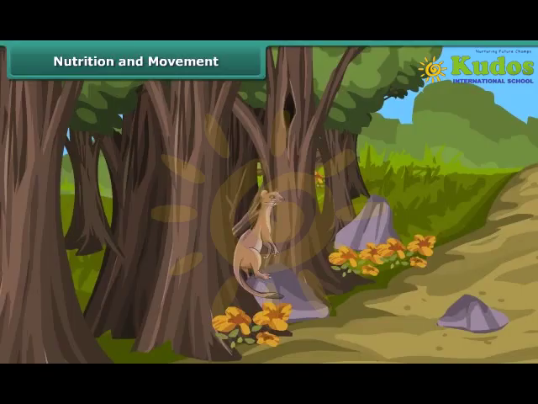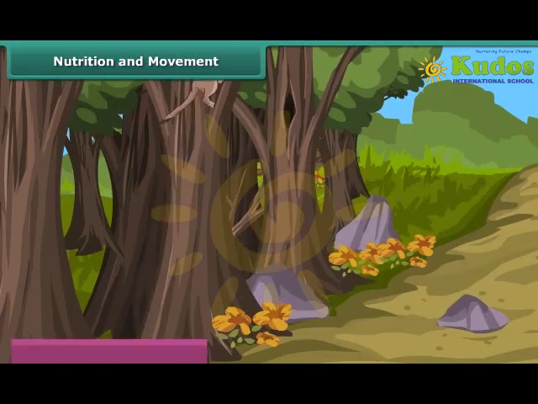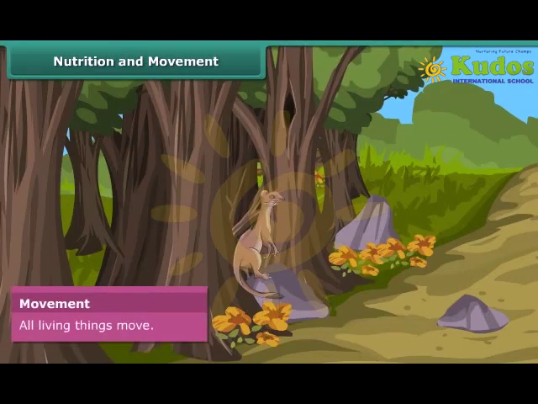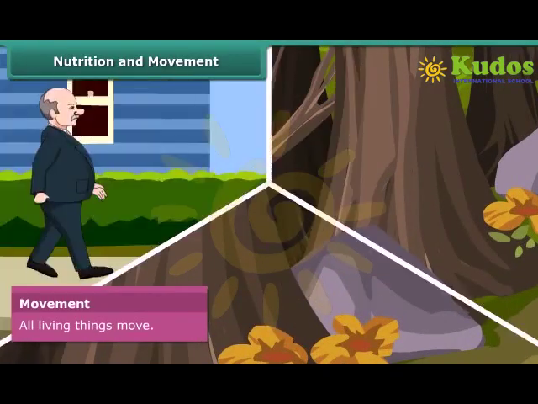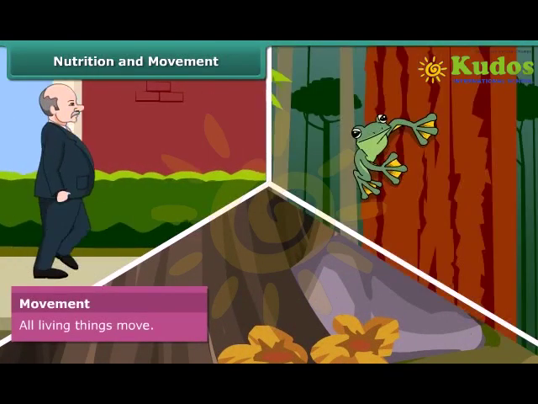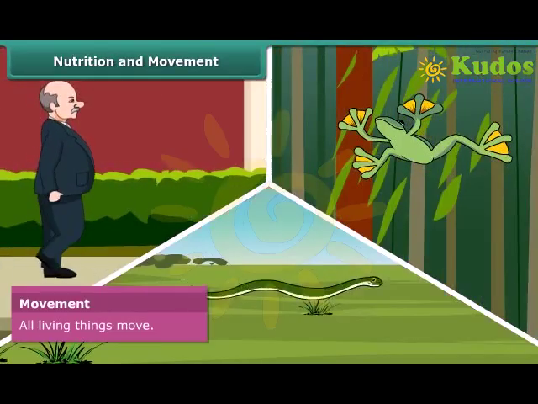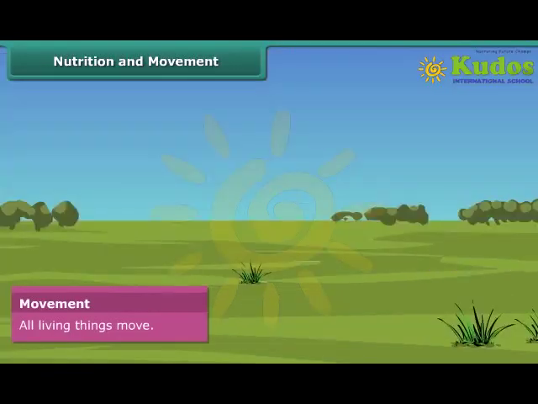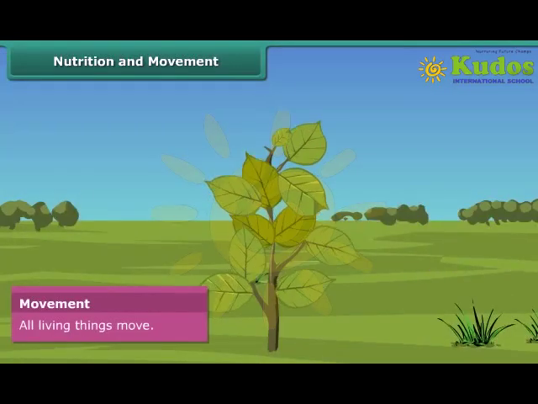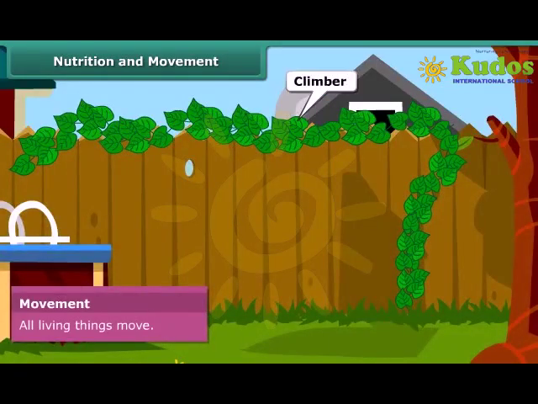Another important characteristic of living organisms is movement. All living things move by their own accord. People walk, frogs leap, snake crawls are actions of movement. Similarly, plants also make some movement, but they do not change their place. For example, creepers move towards the support.